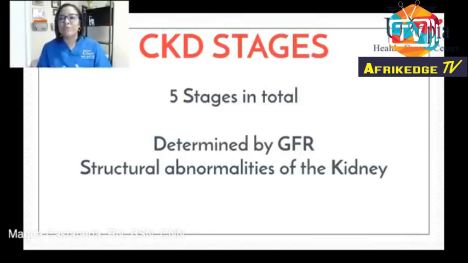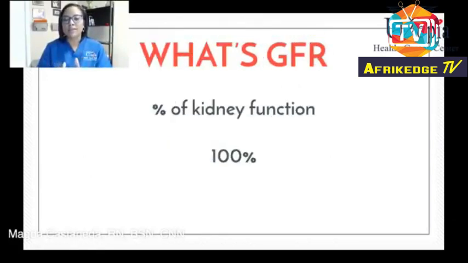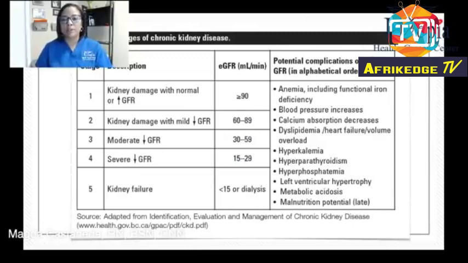Let me translate this for you. GFR is the glomerular filtration rate, and that tells us how good your kidney is functioning. It's a percentage. So we should all have 100%. If we have 100%, it means that our kidneys are working well. Good filtration. We're eliminating water or fluid well. So if we don't have 100%, if we have something lower, then we go into the stages of chronic kidney disease. Just to elaborate a little bit more on that, let me discuss this table.